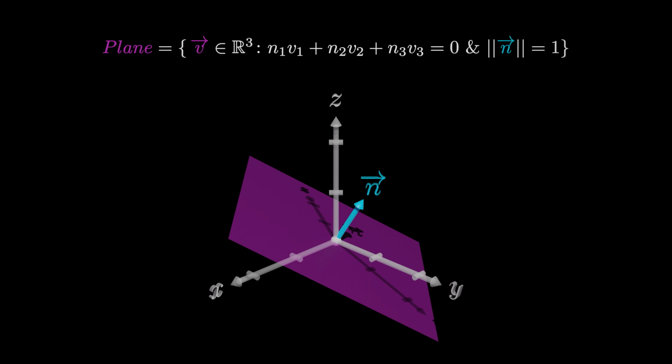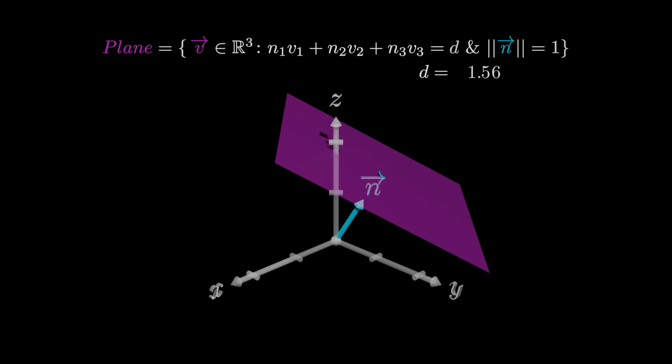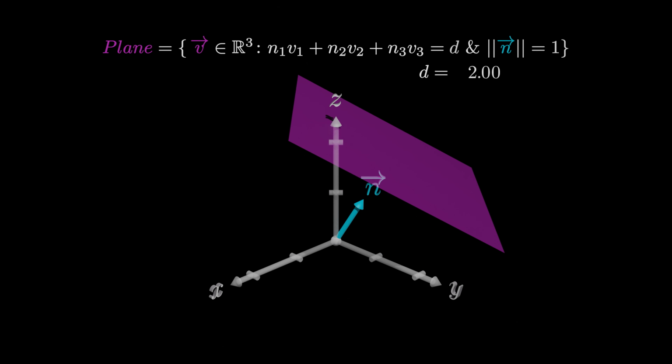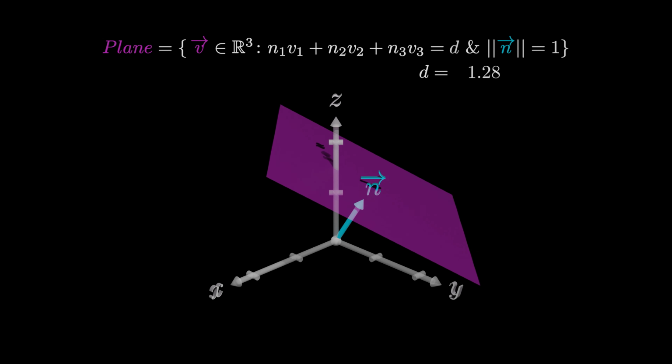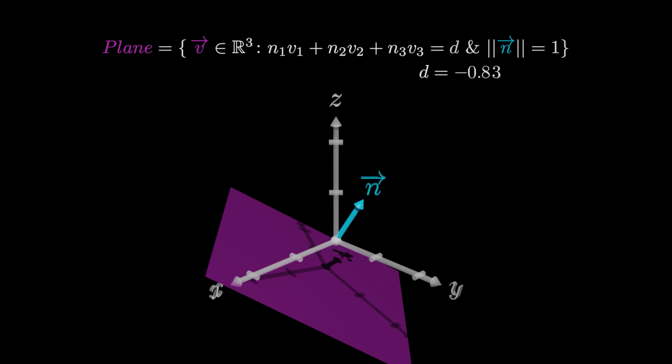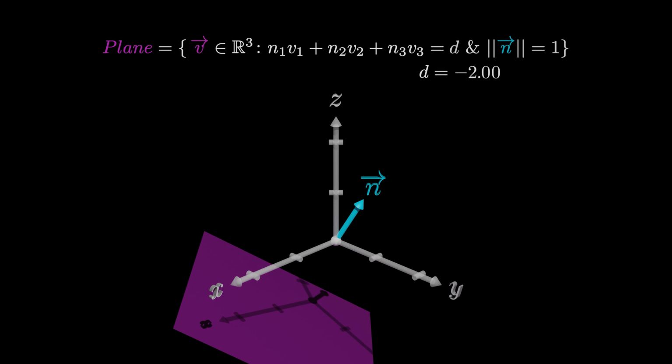If we want to shift these planes away from the origin, we have to introduce a new value. Let's call this value d, and instead of setting the equation of a plane equal to 0, let's now set it equal to d. Setting things equal to d gives us a way to slide the plane away from the origin by d units in the direction of n. As you can see, with positive values of d, the plane is offset in the same direction as our normal vector. Likewise, with negative values of d, the plane is offset in the opposite direction of our normal vector.